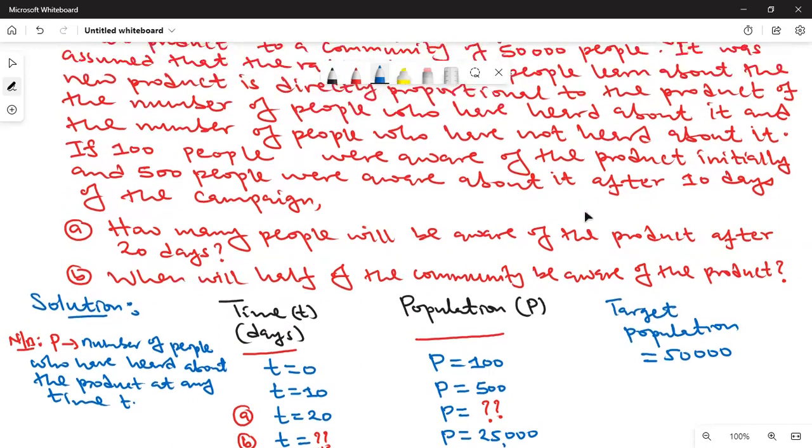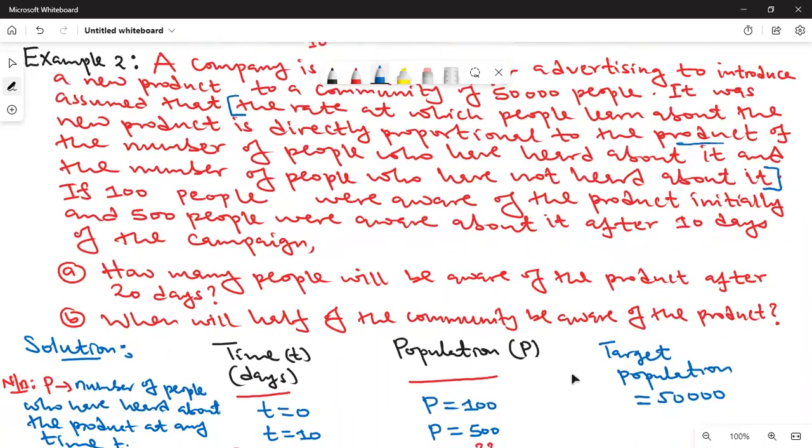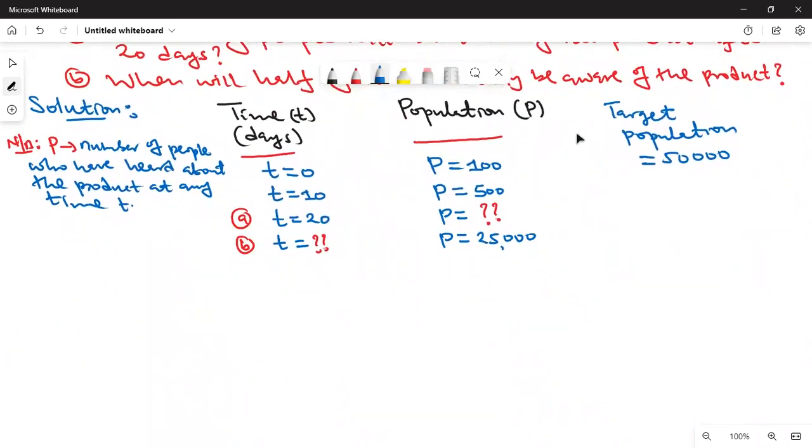So now we can form the ODE. Look at this statement here, where it was assumed that the rate at which people learn about the new product is directly proportional to the product of the number of people who have heard about the product and the number of people who have not heard about it. Look at this statement. This is what will help you form the ODE. The statement that I've bracketed is what is useful for us. So we know the people who have heard about the product at any time t, and your target is that at the end of the campaign, 50,000 people should be able to hear about this new product.